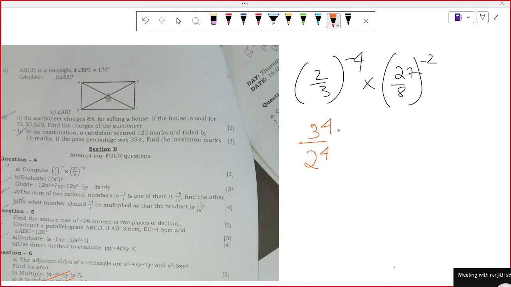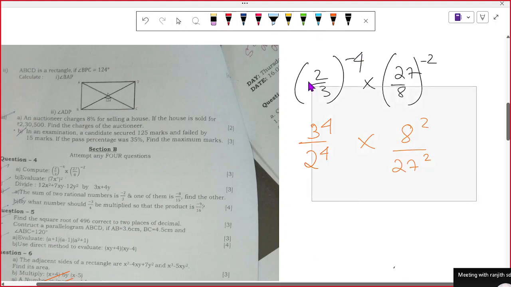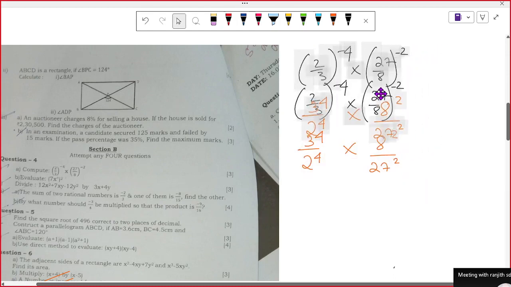Better write like this. Open the bracket and write 3 by 2 to the power of 4 into 8 by 27 to the power of... 8 by 27 to the power of 4? Sorry, square, 2, sir, not 4. Sorry, sir, I got confused. Then split everything, or just multiply 3 into 4. Write the values here. 81 by... Till here, everyone can do.